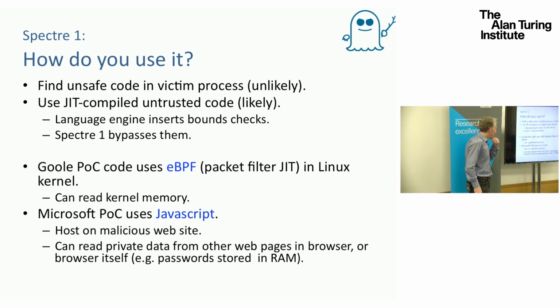Because this has a JIT in the kernel, they can read kernel memory using this one as well. The Microsoft vulnerability team came up with a different proof of concept of the same vulnerability, which uses JavaScript. You can put this JavaScript on a malicious web page, and you can read anything from the browser's memory. So you can read the passwords that are in the browser's memory. You can read the other web pages that the user has been browsing and things like that. So that's not really good. When JavaScript can just read anything and bypass all the checks in the browser, despite all the efforts that everybody's gone to over the years, we've got a bit of a problem there.